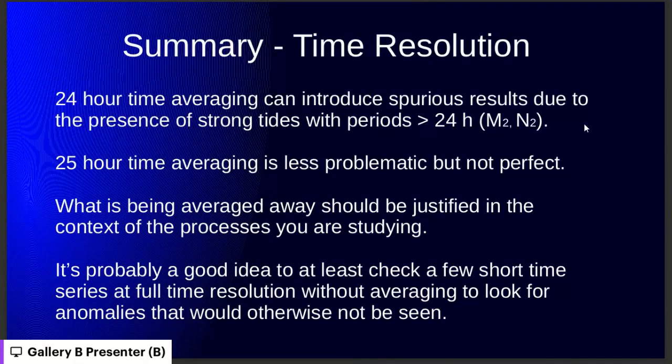So 24-hour time averaging can introduce spurious results due to the presence of strong tides with periods greater than 24 hours, M2 and N2. 25-hour time averaging is less problematic, but not perfect. And what is being averaged away should be justified in the context of the process you're studying. It's probably a good idea to at least check a few short time series of full time resolution without averaging to look for anomalies that would otherwise not be seen. Thank you.